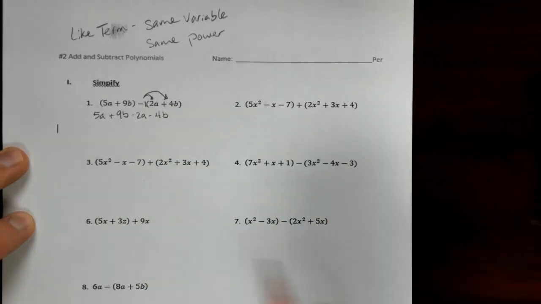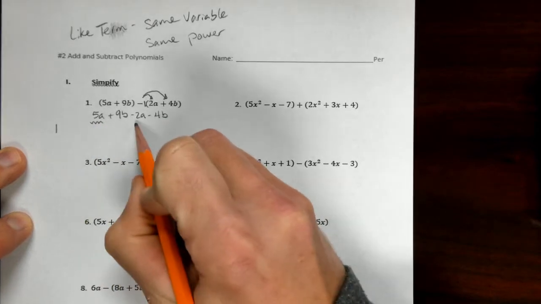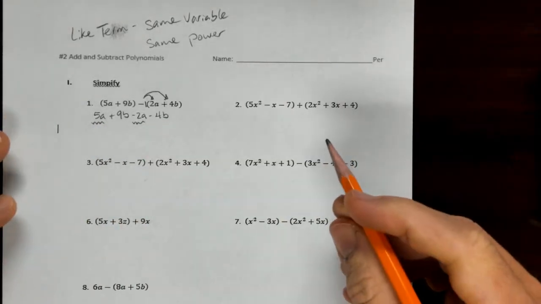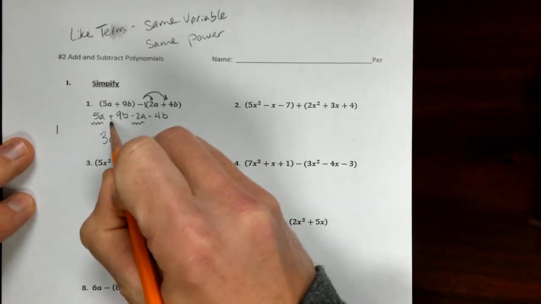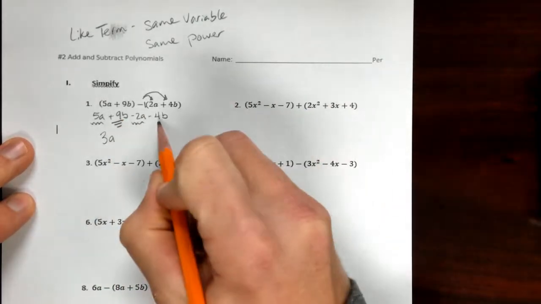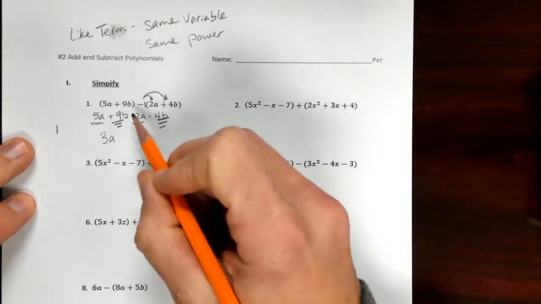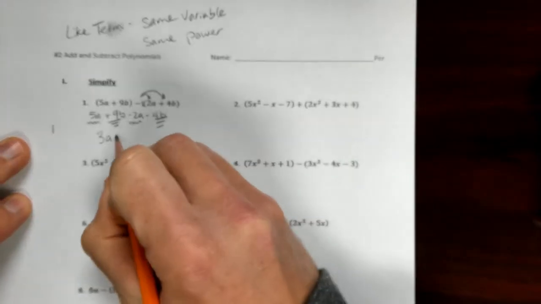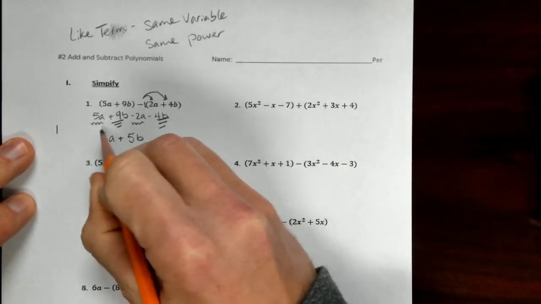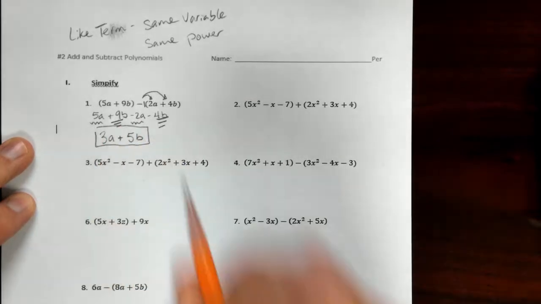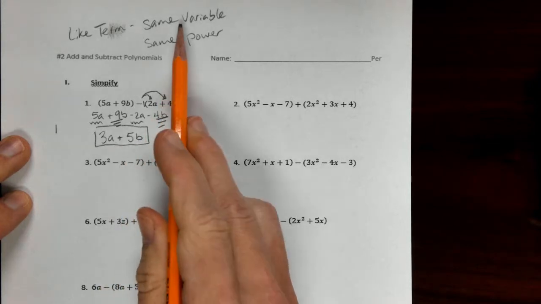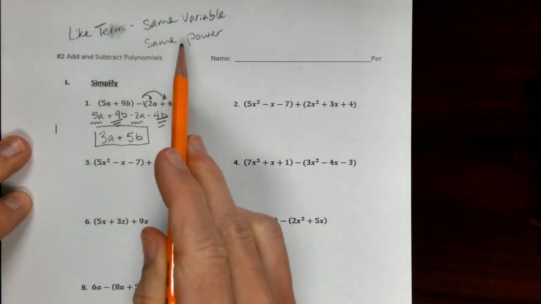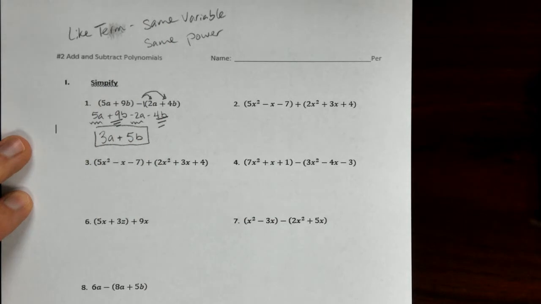Now I'm looking for like terms. My like terms are 5a and negative 2a. I can combine those and get 3a. I've got a positive 9b and a negative 4b. That's a positive 5b. That's your answer. You cannot combine those any farther because that's an apple, that's an orange. A and B are not the same variable. Again, like terms are the same variable raised to the same power.